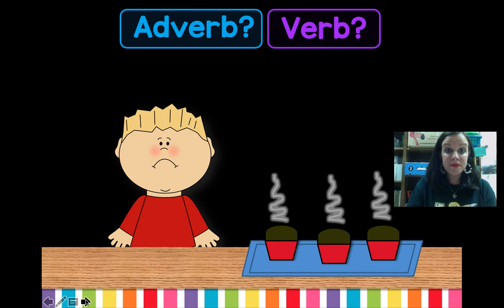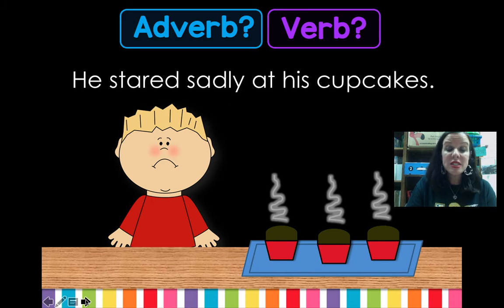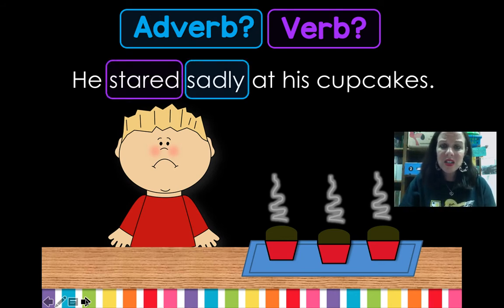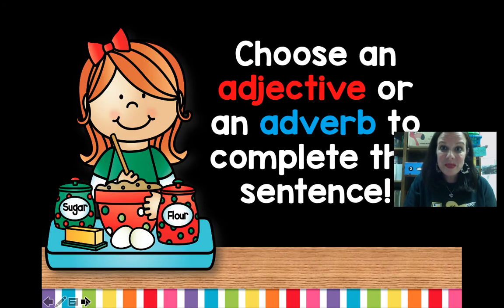He's sad. He stared sadly at his cupcakes. What did he do? He stared. That's the verb. But how did he stare? Sadly. That's the adverb. You notice that an adverb adds more to a verb. That's how it gets its name, adverb. It adds more details to the verb so that you can understand the sentence better.